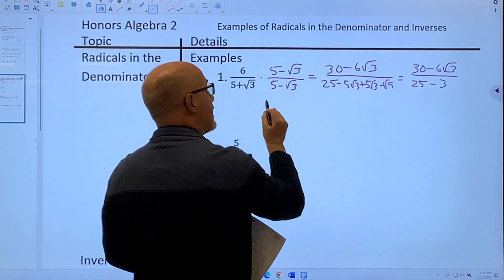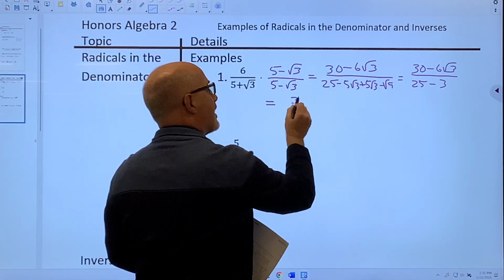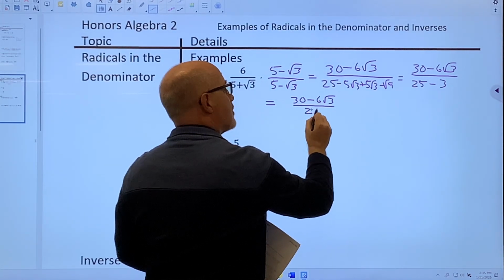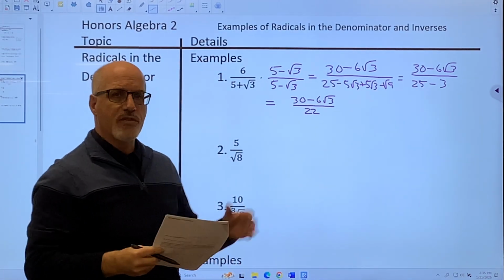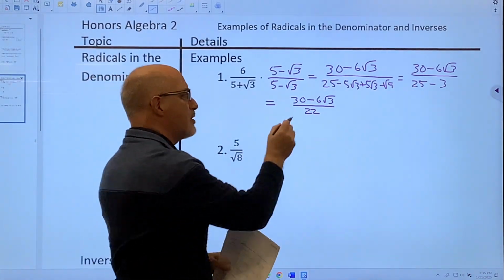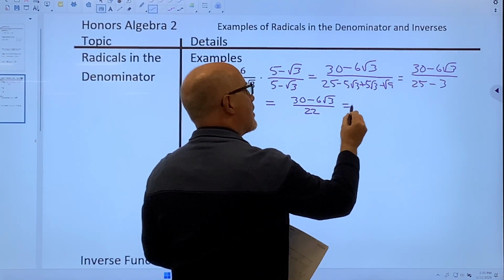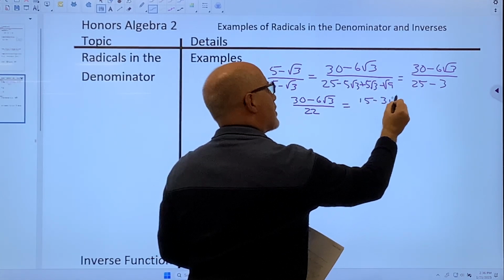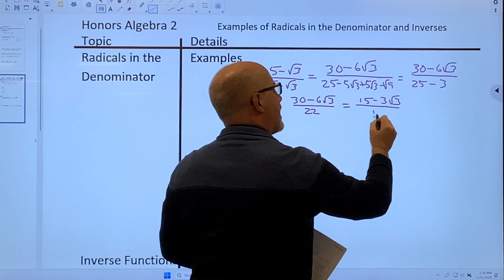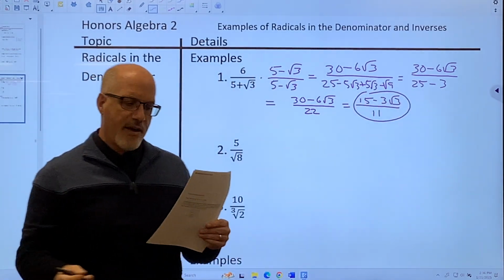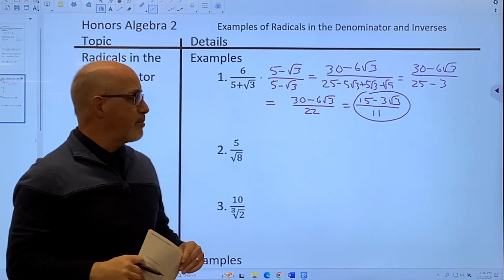Now let's go ahead and keep simplifying. 30 minus 6 square roots of 3 all over 22. There's a common factor of 2 in every term. You have to factor that 2 out. When you factor the 2 out and then reduce it, you'll be left with 15 minus 3 square roots of 3 all over 11. No more radicals in the denominator, and we have our final result completely simplified.